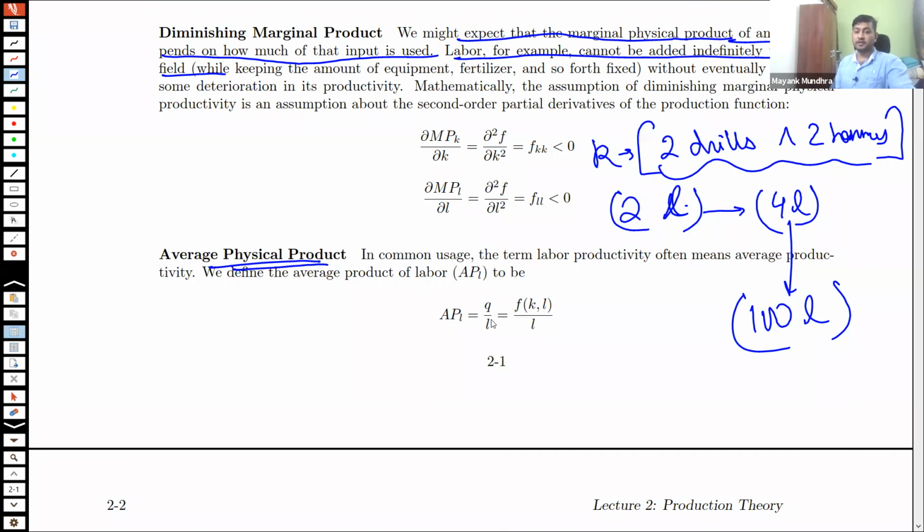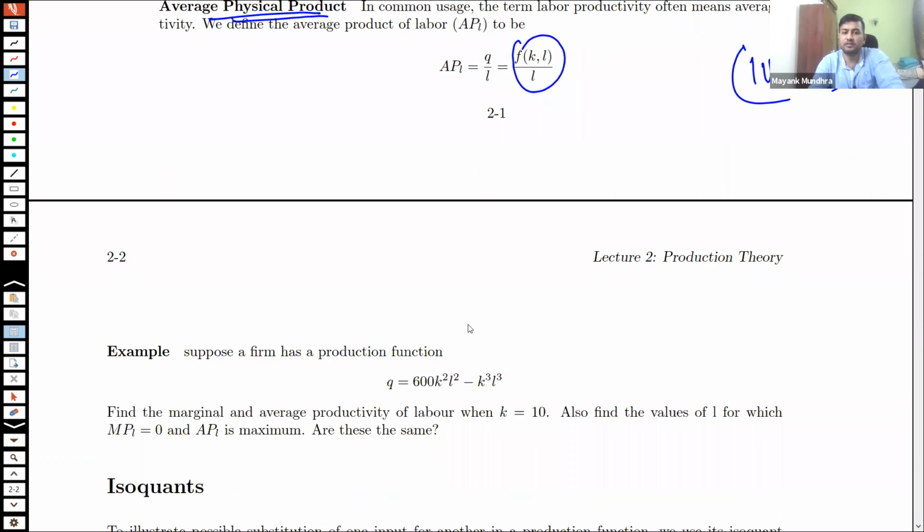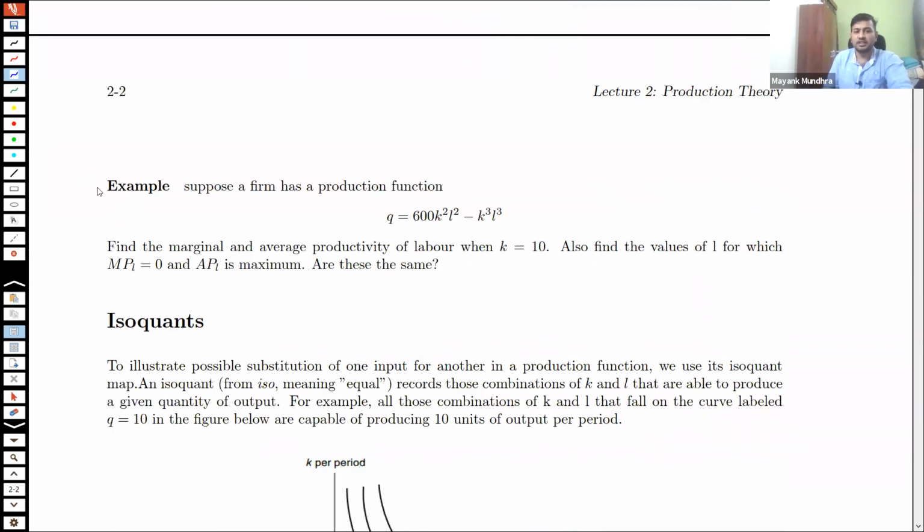So average productivity of labor is total quantity by total labor. Now, sometimes you would want to optimize average productivity. Sometimes you would want to optimize marginal productivity. So let's look at an example and see what you would do when. Suppose a firm has this production function. Suppose capital is fixed at 10. So find the marginal and average productivity of labor.